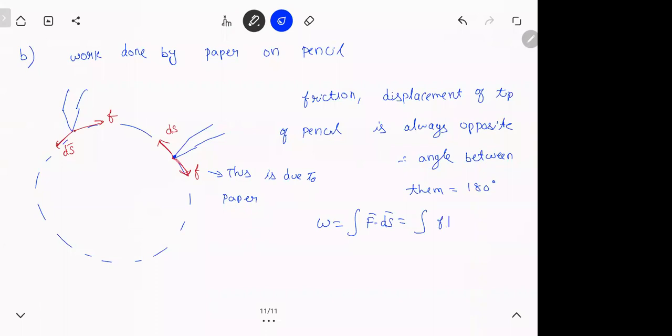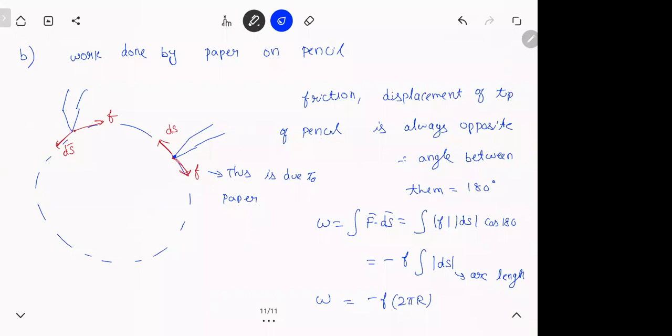This will be friction ds cos 180. That is minus f integral mod ds. What is ds? Arc length, na? So what is the total arc length? Minus f into 2 pi r. That is the work done by friction. Friction into the total distance 2 pi r. So there is work done by friction of the paper on the pencil.